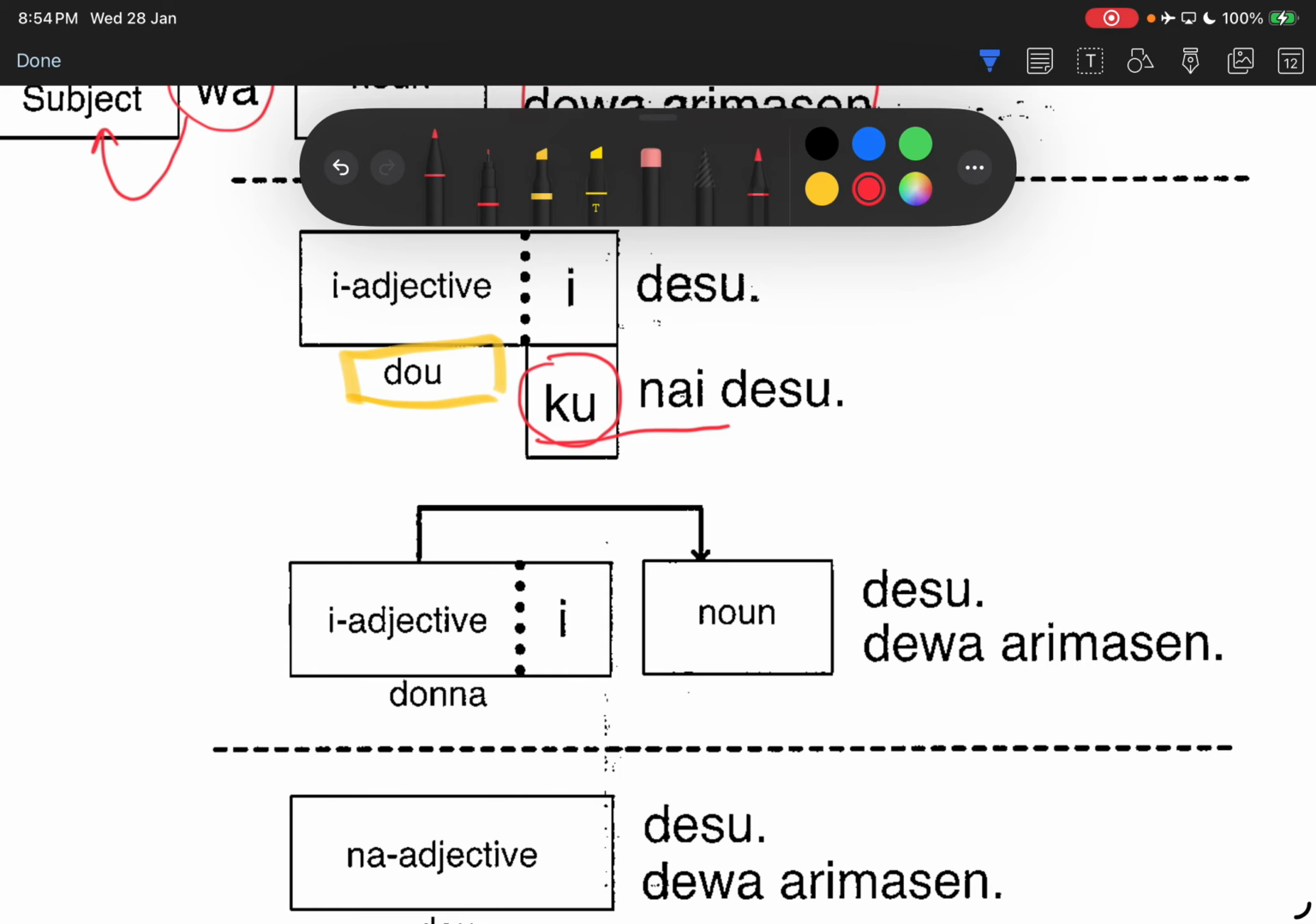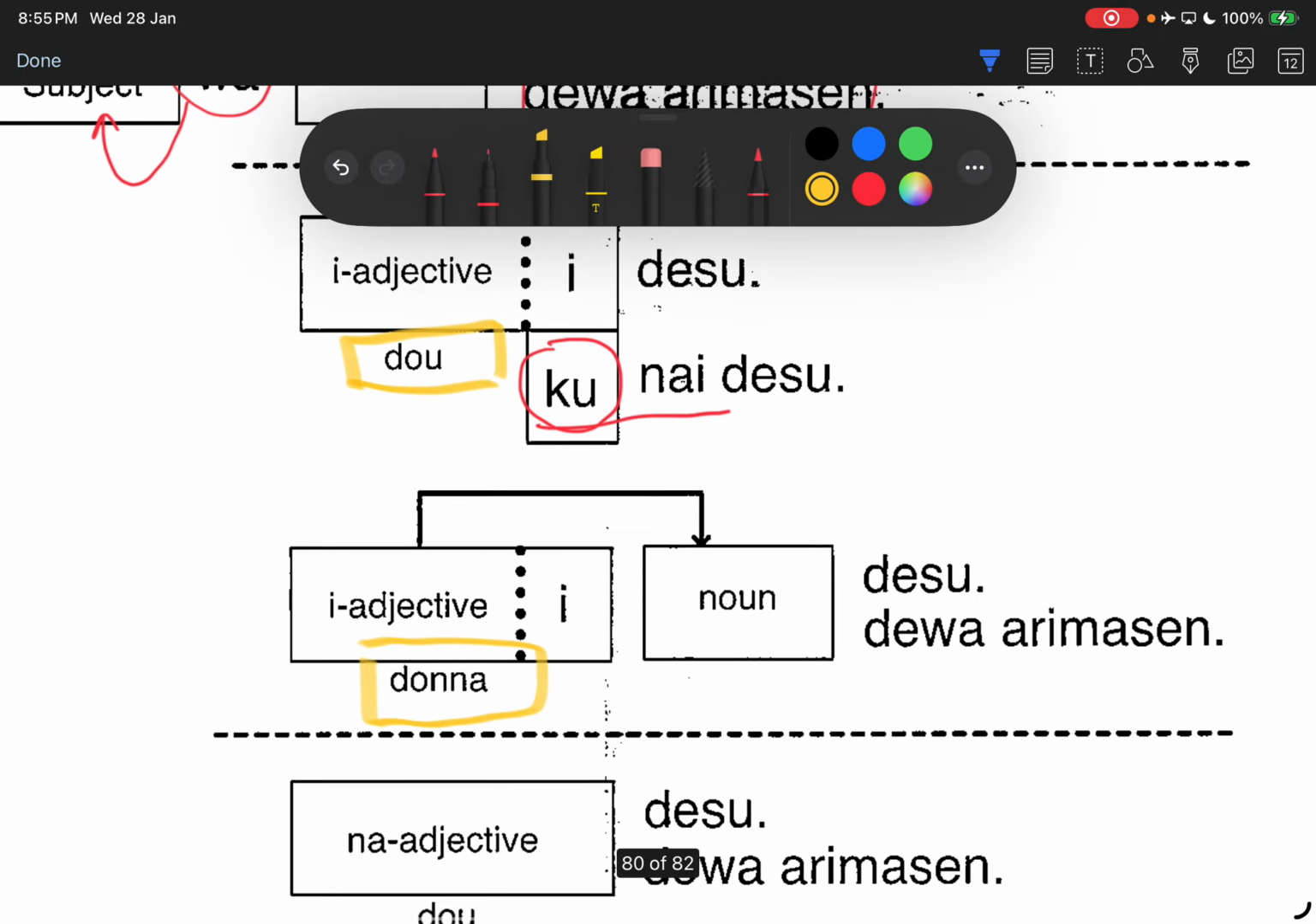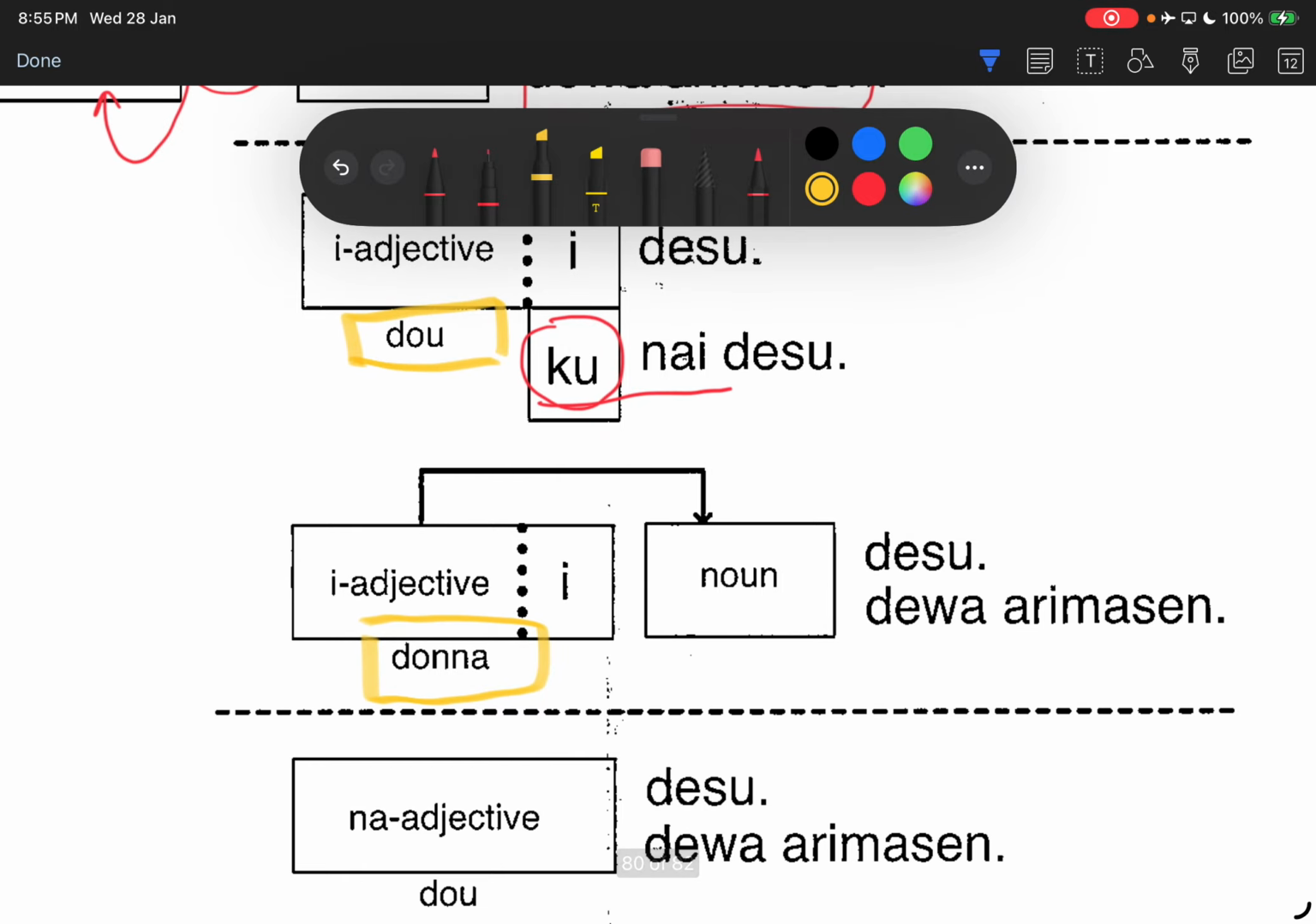Atsui tenki desu. But if you want to say how is the weather, in this case we have our noun. So we say donna tenki desu ka? What kind of weather is it? So donna is our question word to ask what kind of weather. The noun here is weather. So when we have a noun, we use donna. If we don't have a noun, we just say do. Do desu ka? Right, so for i adjective, the positive is just i, the negative is just kunai.